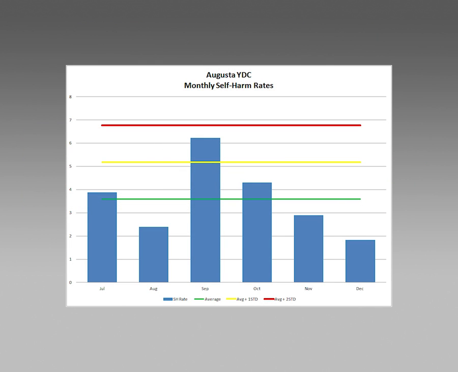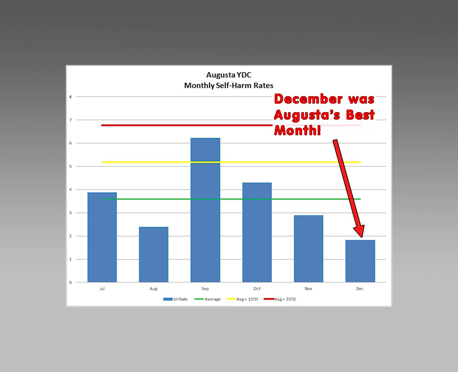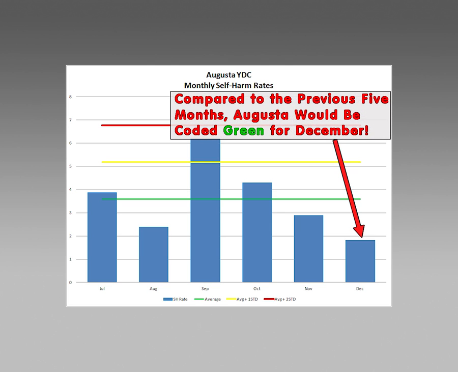Let's use the second method for constructing a dashboard where we compare sites against their own performance over the past 6 months. The picture for Augusta becomes very different. Here is a chart that compares the rate for Augusta during December against the rates for the previous 5 months. The chart clearly shows that Augusta had a big spike in September. It also shows that December was the best month for Augusta over the past 6-month period. If we use the coding system that compares one site against its own performance over the past 6 months, Augusta YDC would be coded green instead of red.